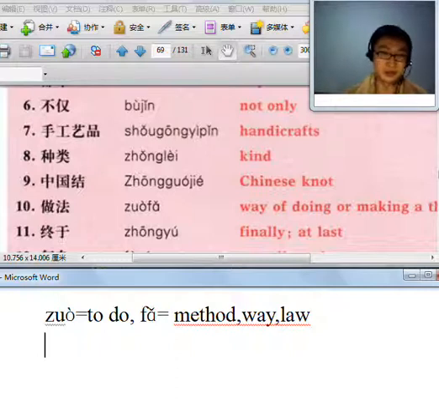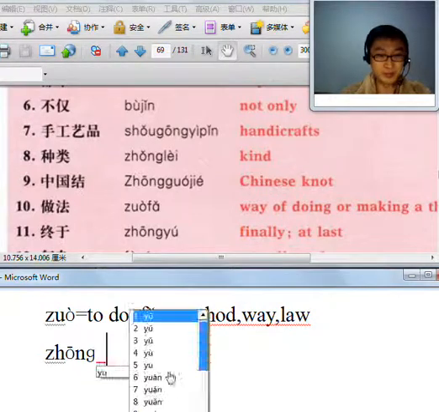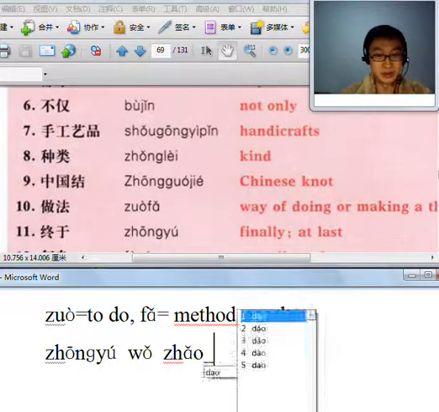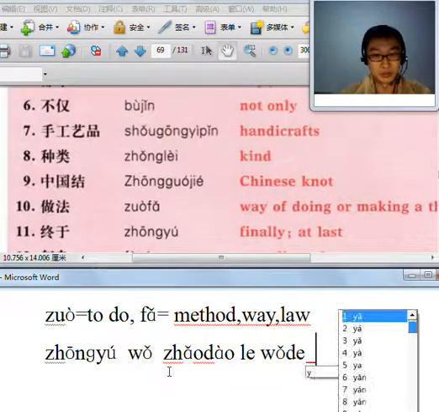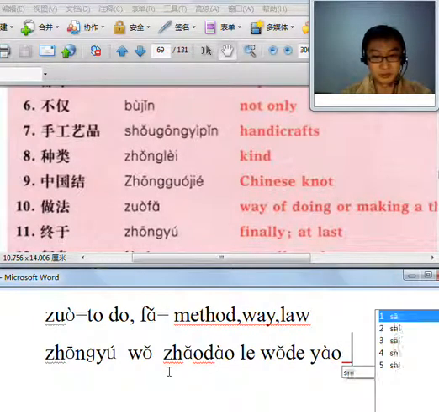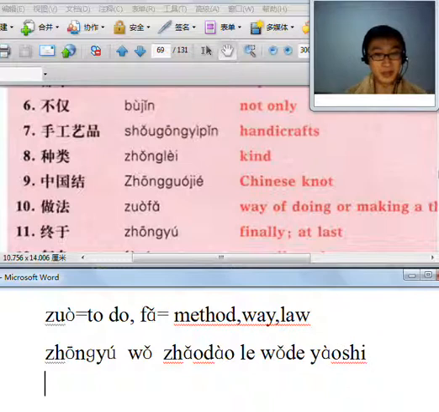For example, you lost your key. You want to find your key, but it's really hard. You don't know where you put it. Then maybe after, let's say, 3 hours, you find it. You say, 终于我找到了我的钥匙, key, 钥匙. Finally, I found my key.